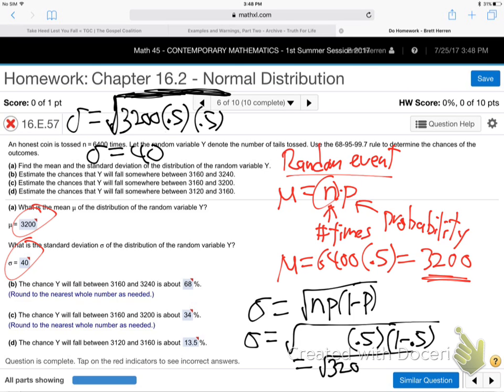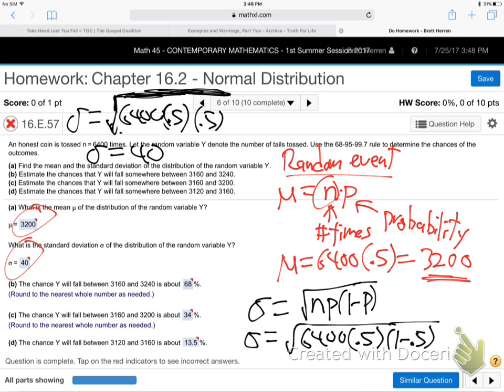6,400, not 3,200, right? No wonder. I knew something was wrong. I'm plugging in the wrong number. The n was 6,400, not 3,200. There we go. That's 0.5 times 0.5, root it. What's that? 32, 16. Yeah, that's 40. Sigma should be 40. Good, that coming out? Okay, now, just got 2 minutes left here.